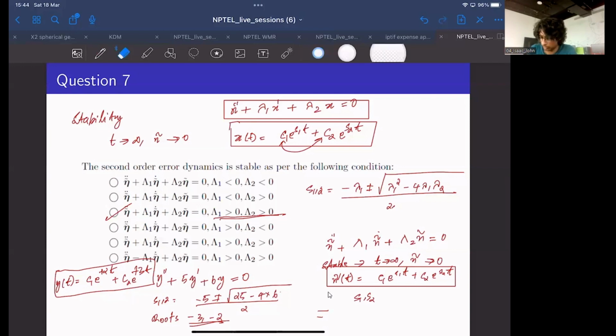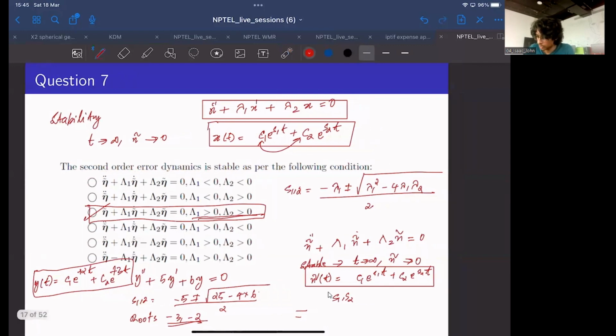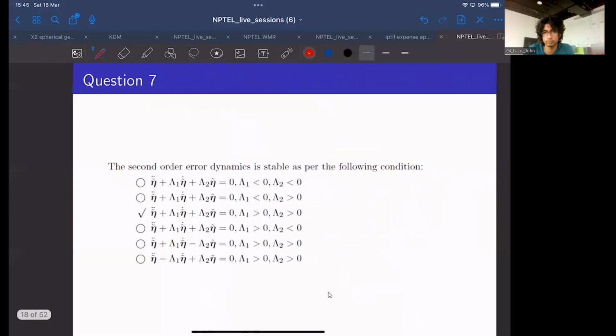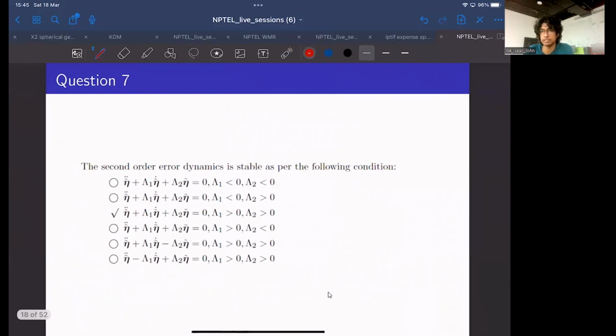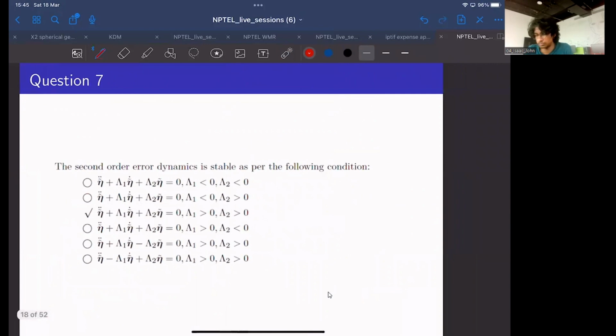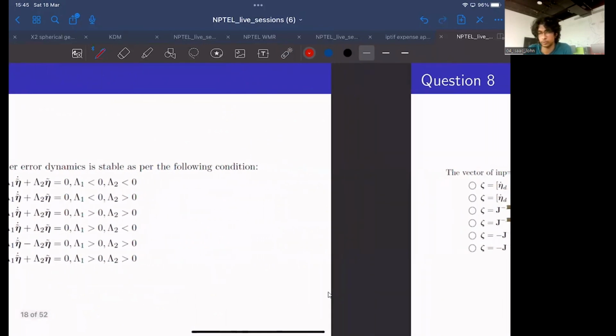So I hope whatever evidence or example I have provided is sufficient. The condition should be that the error dynamics are of the following form: eta tilde double dot plus lambda 1 eta tilde dot plus lambda 2 eta tilde equals 0, and lambda 1 and lambda 2 should be greater than 0. If that condition is followed, then the second order dynamics is stable. So again, I hope that is sufficient, right? Please let me know if you have any confusion regarding this question or any of the questions that we are discussing.